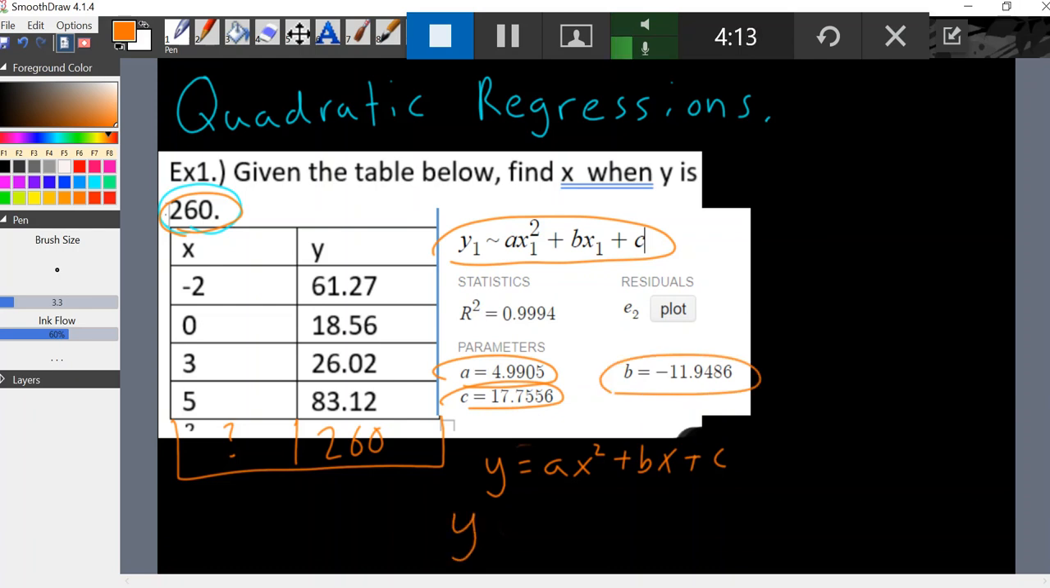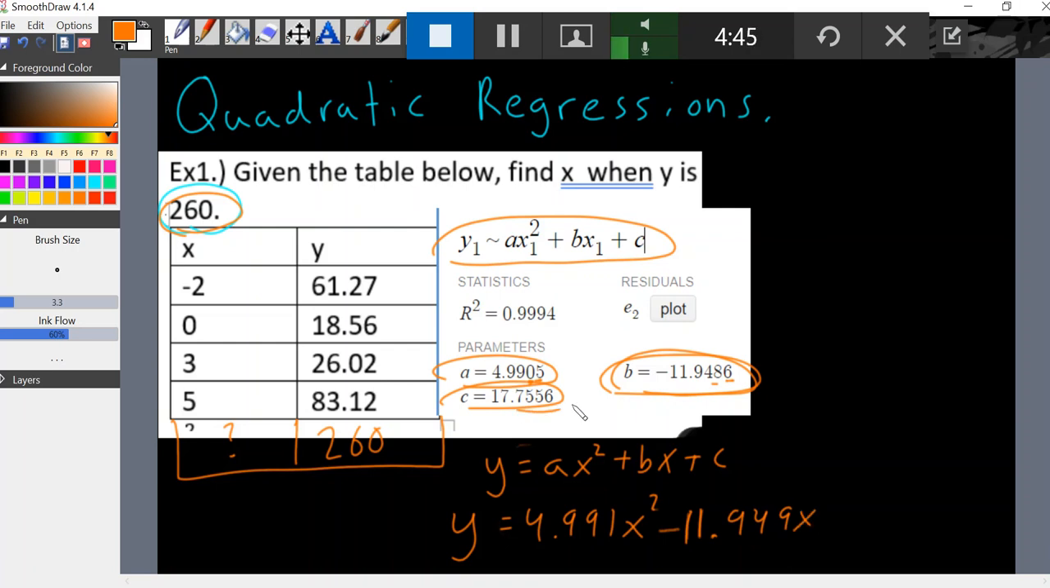So I'd say y is equal to, my a value is 4.991. I'm going to go out 3 digits, and that 5 rounds to a 1. x squared. And notice my b value is negative, so I won't put a plus bx. I'll actually put a minus 11 point, let's make sure we're in our pen, 11.949, because this 6 rounds up that 8, x.